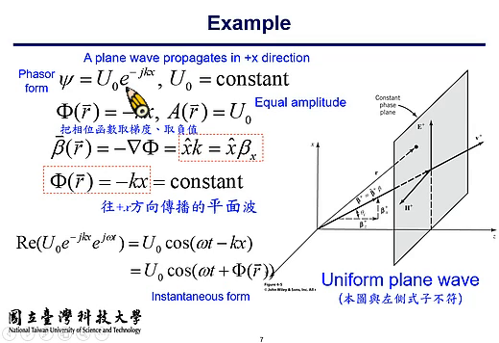I would say it's propagating in the x direction because the phase function is minus jkx, so the phase function is minus kx. It's only dependent on x. The function is only dependent on x. So it's moving along the x direction, not in the y and z direction. 只有对 x 方向有变化。Okay.